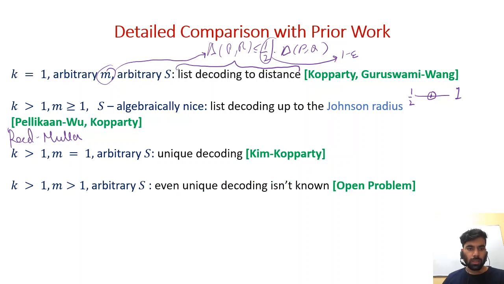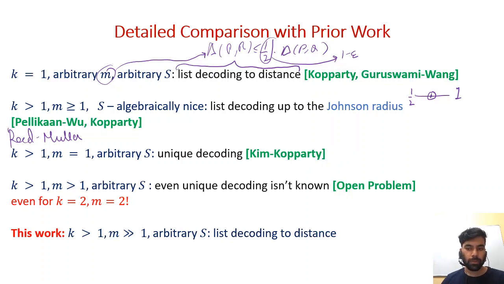However, if you extend this just by a little bit, that is m being greater than 1 and k being greater than 1, with the set of evaluation points S not holding any structure, even unique decoding isn't known. So this is the open problem I would like to leave you guys with. Even for the specific setting of k being 2, that is bivariate polynomials with their first order derivatives also provided.